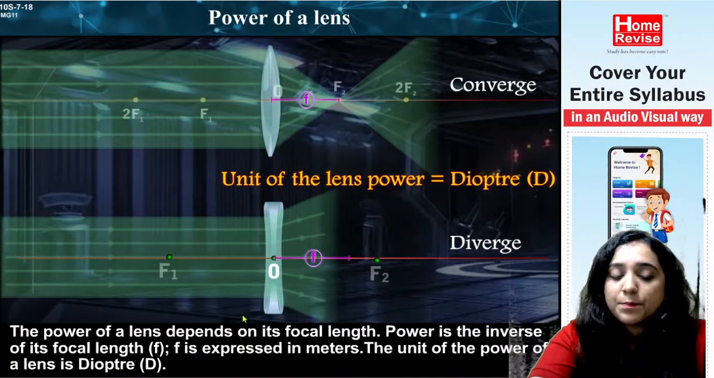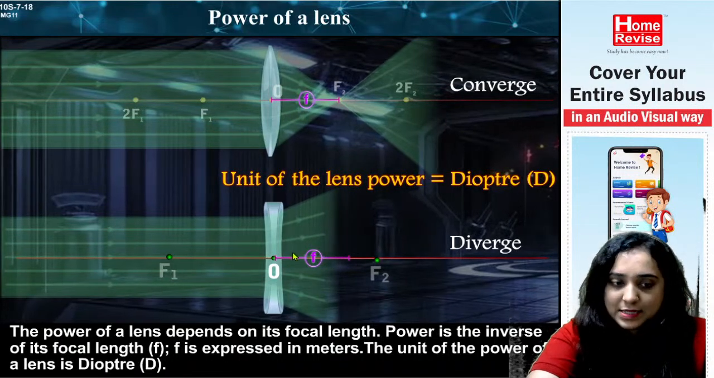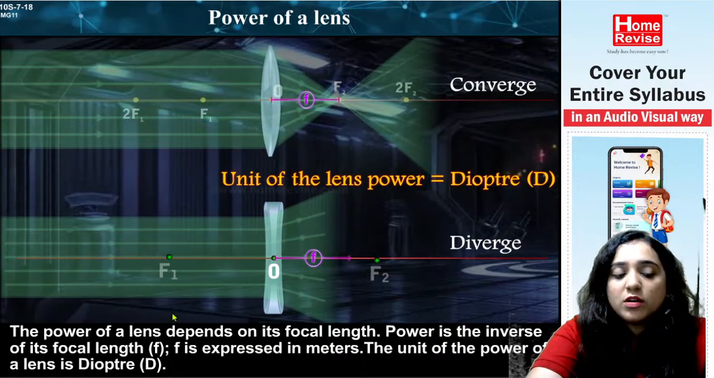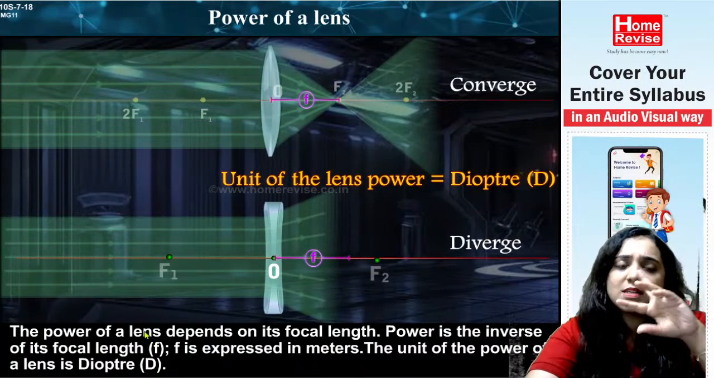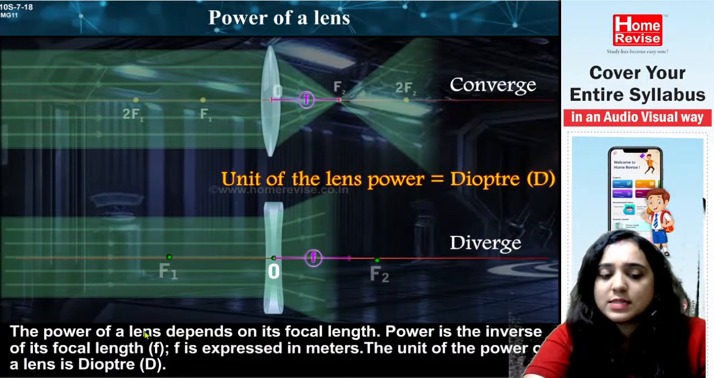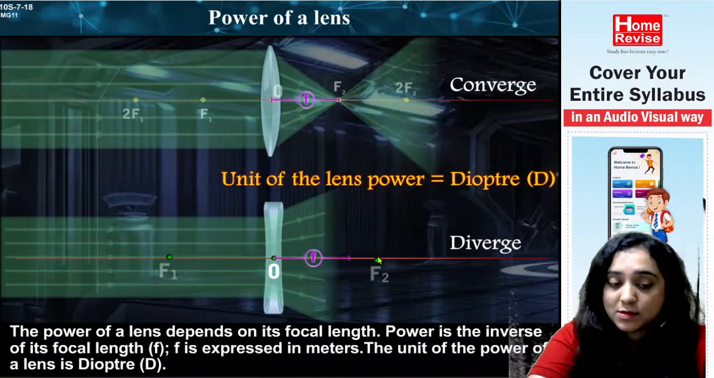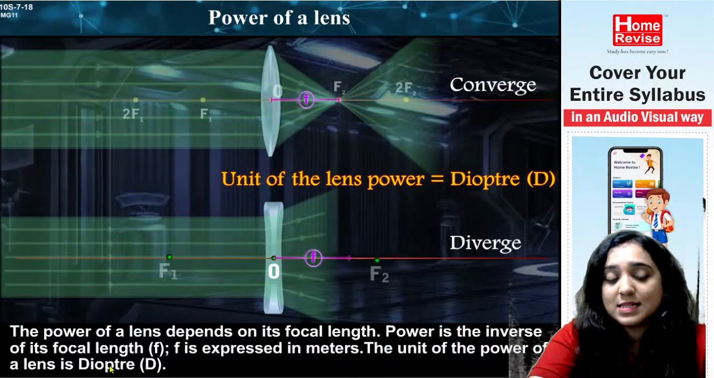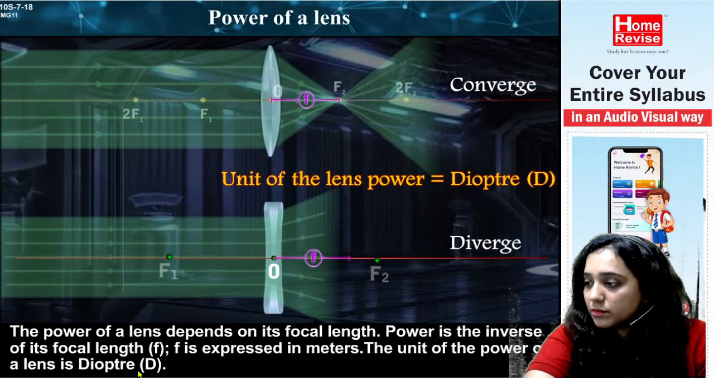The power of the lens depends on its focal length. Now we all know what focal length is. So this capacity or power of the lens depends upon the focal length f. Power is the inverse of its focal length. So if I want to calculate the power and I have f, I just take the inverse. f is expressed in meters, that is, how many meters long the focal length is. The unit of the power of the lens is the diopter, represented using D.